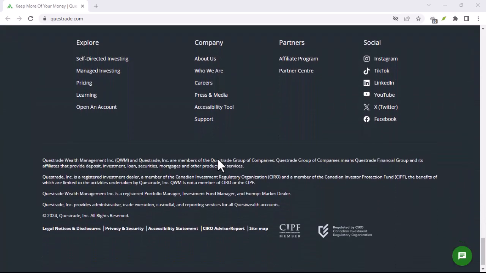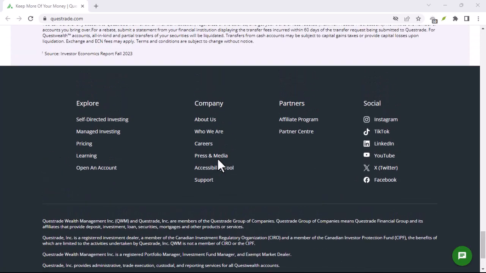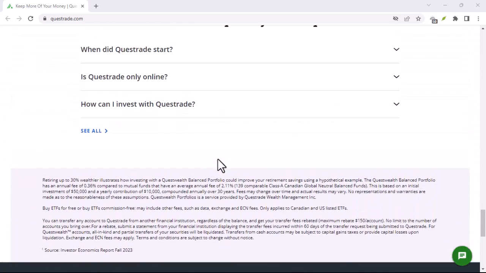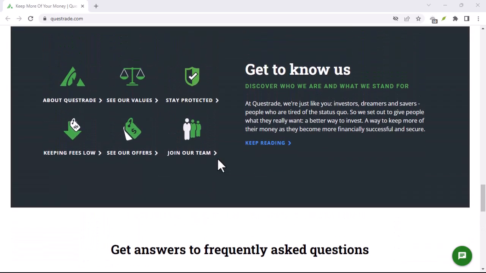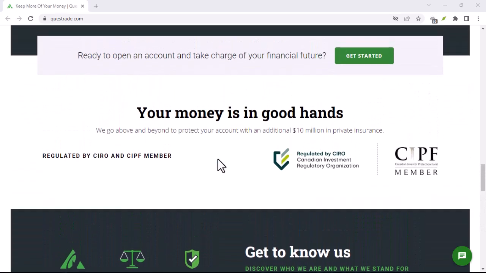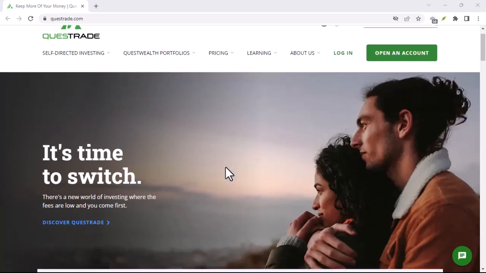Security. Questrade takes security very seriously, so you can rest assured that your funds are safe. However, it's always a good idea to use strong passwords and avoid sharing your personal information with anyone.